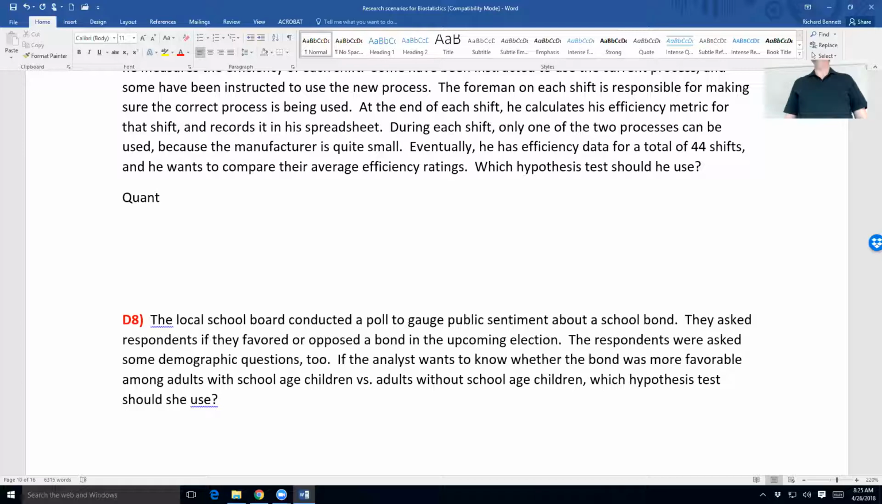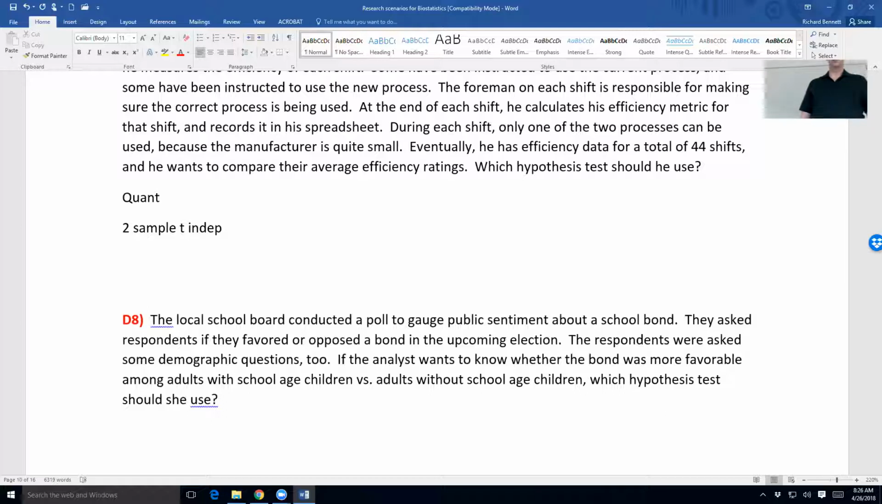What'd you say? A z-test? Do we know the standard deviation? No. It's not a T matched pair. Because it's not a T matched pair. Okay. So it would be a T two-sample. T two-sample, two-sample T independent. That would be correct. And how can you tell that? Just because it says average efficiency ratings, so you're comparing the two averages.